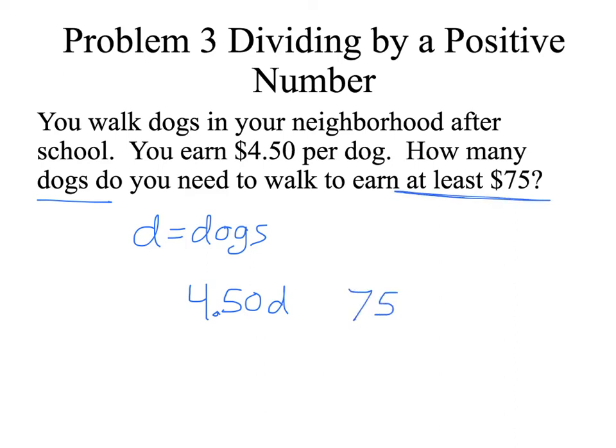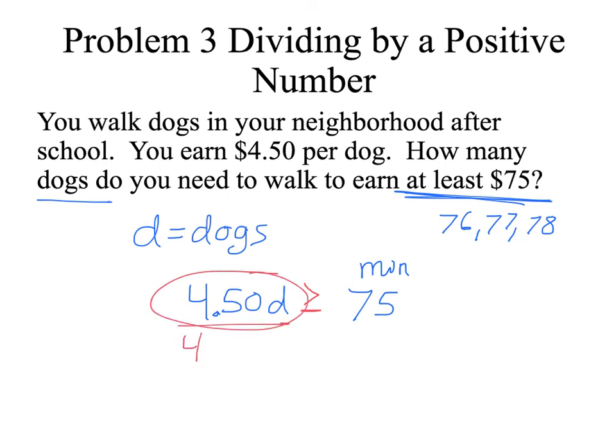Okay, when you see this at least, is that the maximum you want to earn, or is that the minimum you want to earn? If you want to earn at least $75, think of amounts that would be appropriate. At least 75. So that means would be 75, 76, 77, 78. So 75 here is the minimum. Okay, so if that's the minimum, you want this side, the 4.50 times dog, to be greater than or equal to 75, because that's going to be your minimum. So you want this side over here to be bigger.